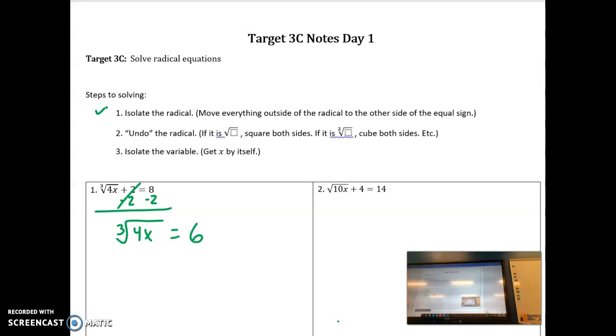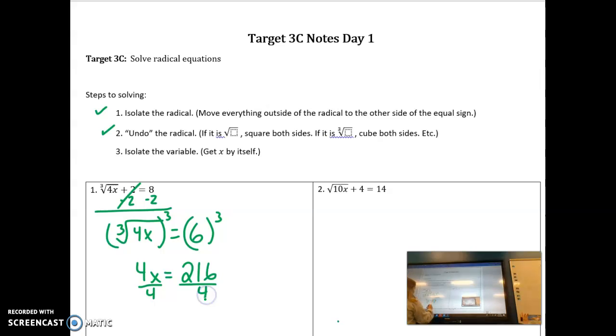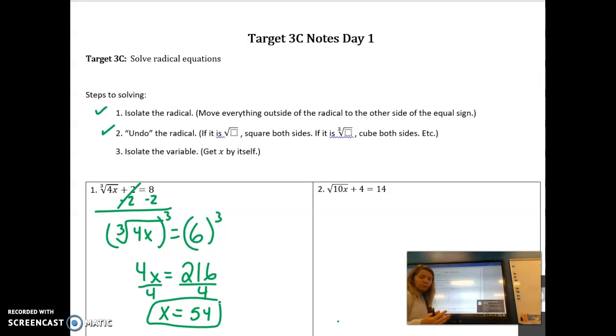Now step 2, I need to undo the radical. To undo the radical, I raise both sides to the third power. And so step 2 is done, my radical is undone. This leaves me with 4x equals 6 times 6 times 6, which is 216. Divide by 4 on both sides, and I get an answer of x equals 54, and here we go. Done.